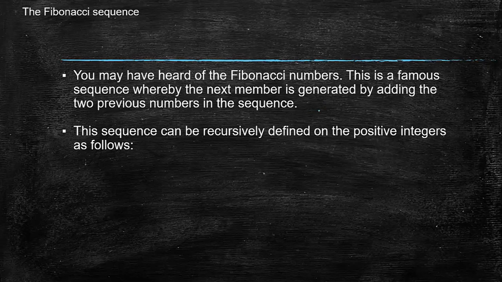So that means to be able to write down the sequence, you're going to have to at least be given the first two numbers. So if, for example, we're given 0 and 1, then we're off to the races. We've got 0, 1, 1, and 1 plus 1 is 2, 2 plus 1 is 3, 3 plus 2 is 5, etc.